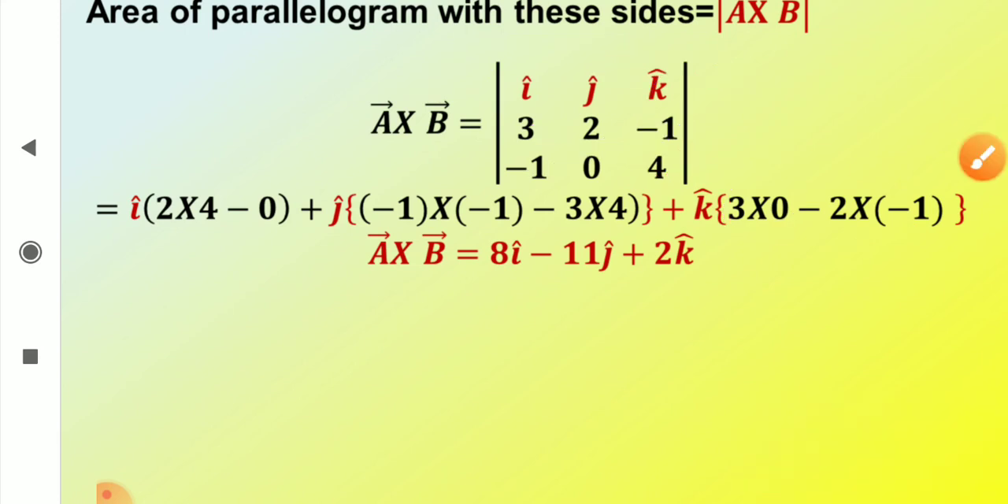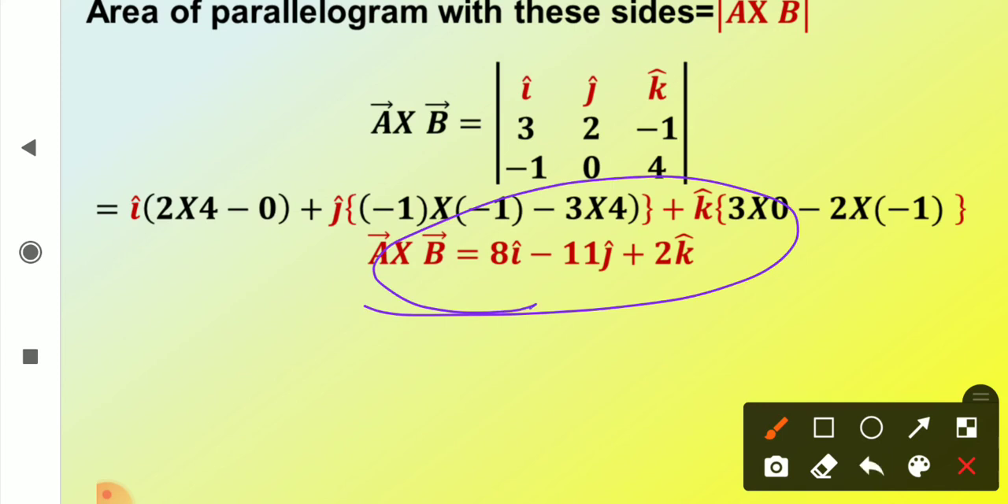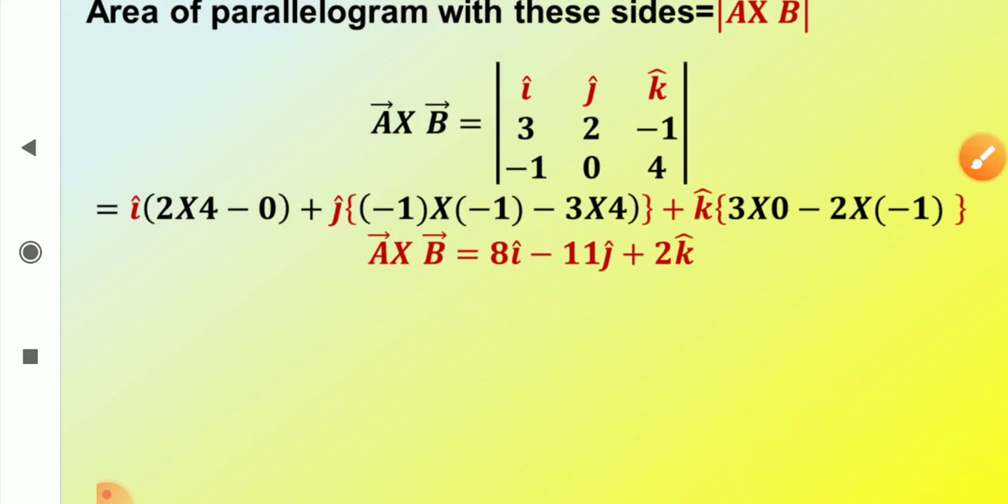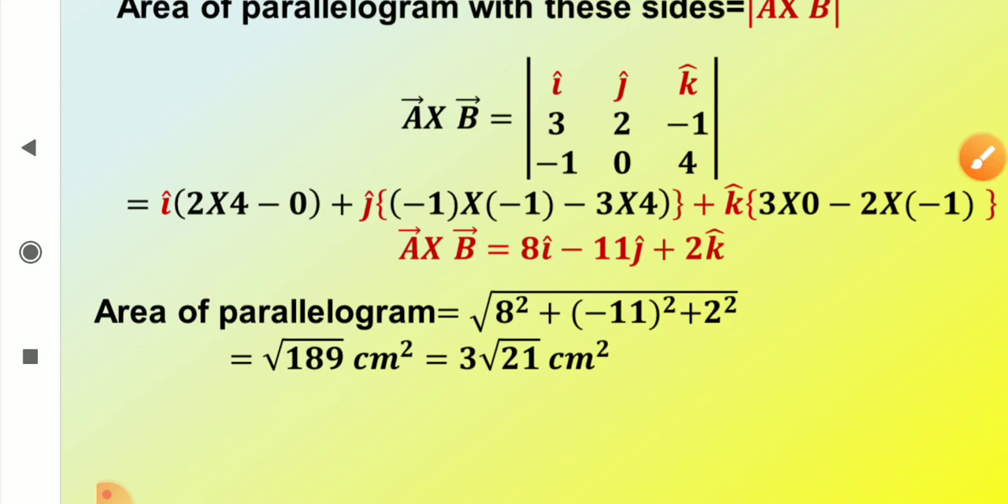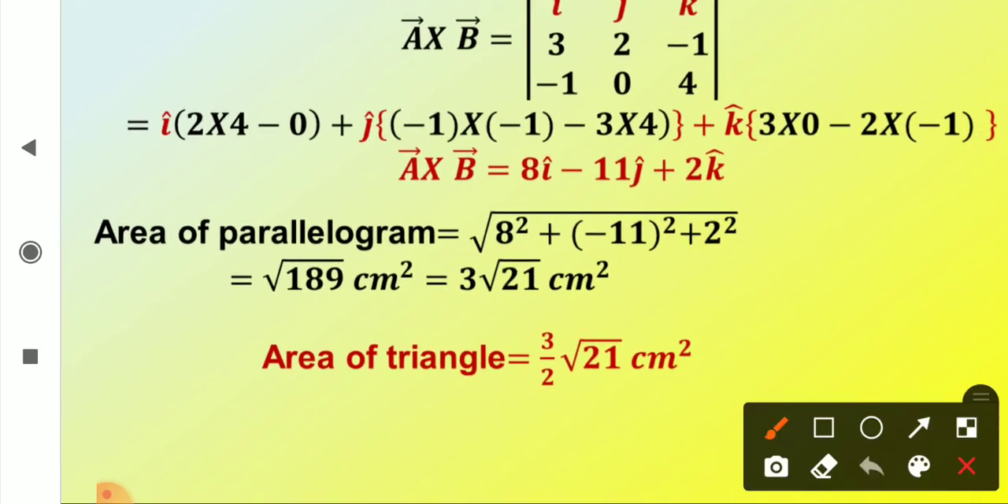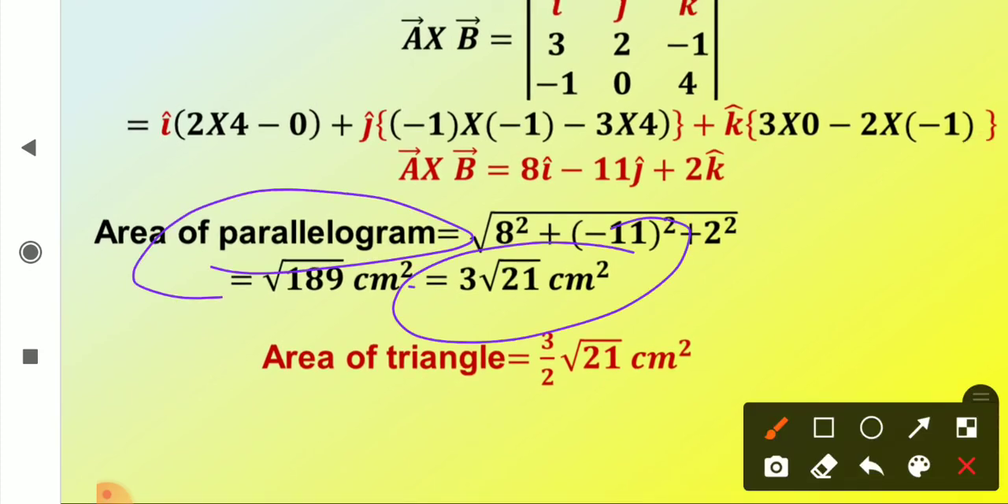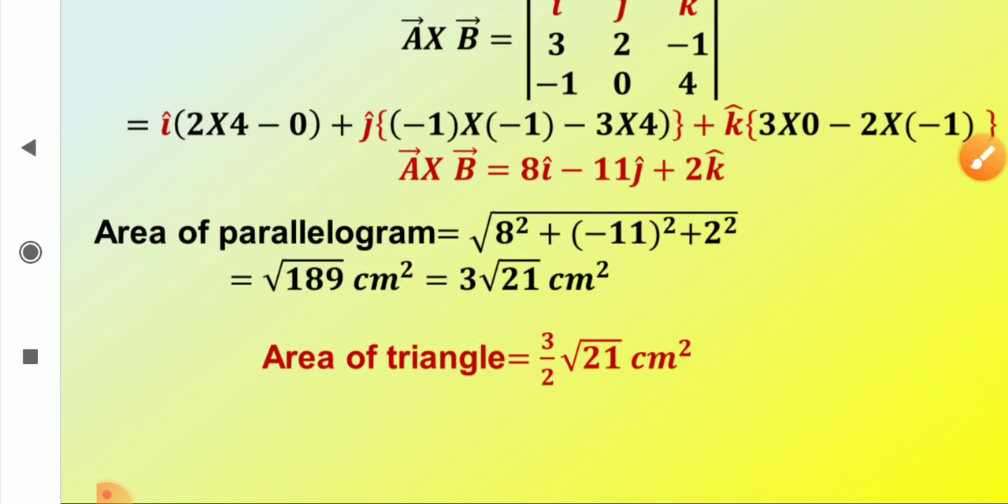So put all these values, simplify, you get A cross B as 8i cap minus 11j cap plus 2k cap, and we will find out the magnitude. So area of parallelogram is under root 8 square plus minus 11 square plus 2 square. Simplify, you get under root 189 square centimeter. It is area. Simplify it further, and now area of triangle will be half of the area of this parallelogram. So this divided by 2, area of triangle. So I hope you understood this concept, and it is very, very important. Thank you for watching.